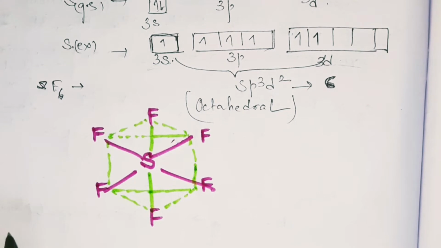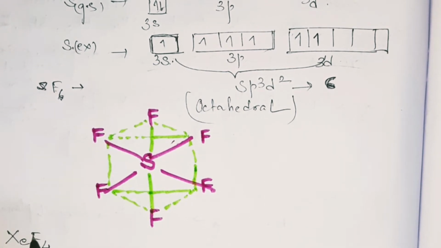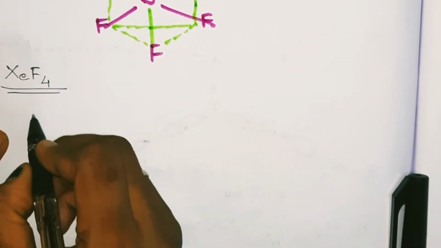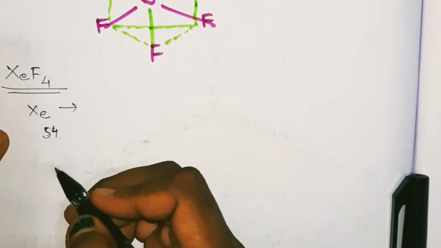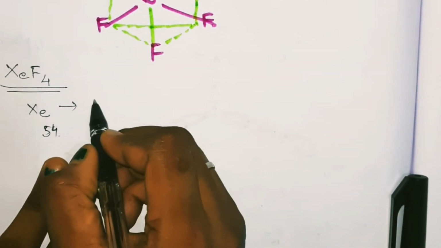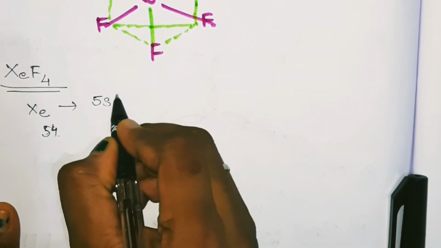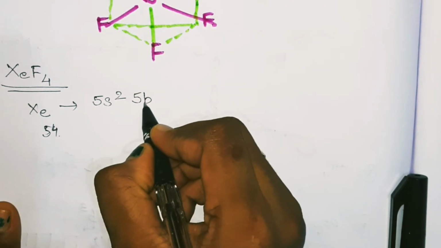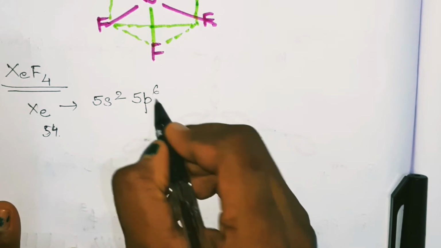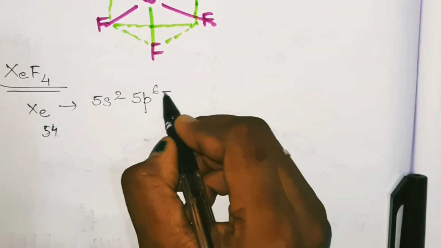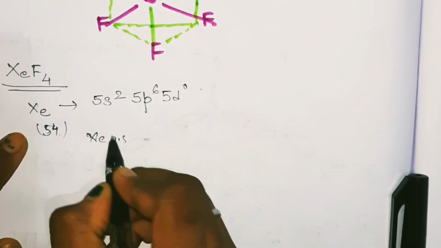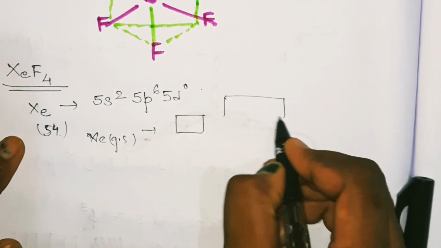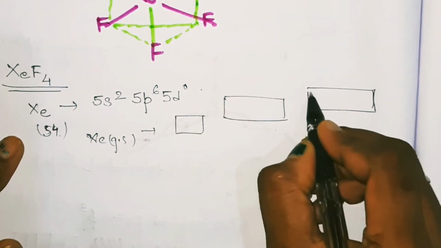So the last molecule we have now is XeF4, that is xenon. Now xenon, we know the atomic number is 54. So what is the last valence shell? I will just write the valence electrons, that is your 5s2, 5p6, and your 5d0. So we will write its ground state. Ground state xenon, if we draw this one, it will be like this.